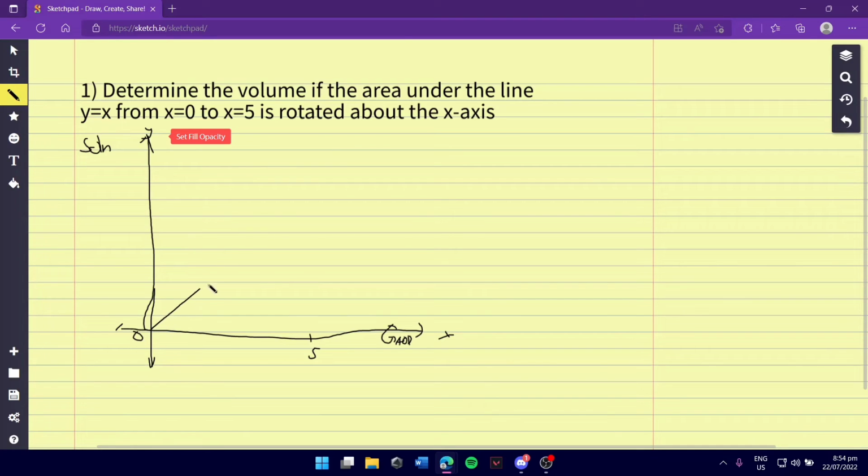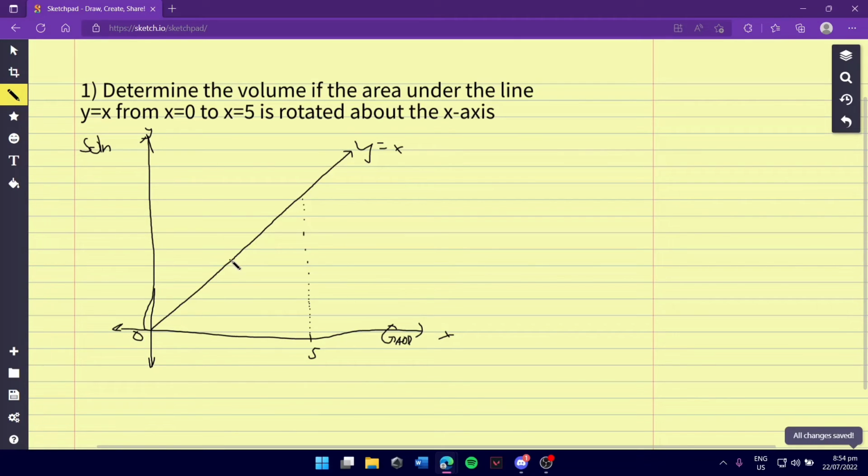So y is equals to x. The graph y is equals to x is simply a line rising, I mean horizontally upward to the right side. So this is your y is equals to x. So we're gonna find the area from x equals to 0 to x equals to 5. We're gonna find the area right here, inside from 0 to 5, right?